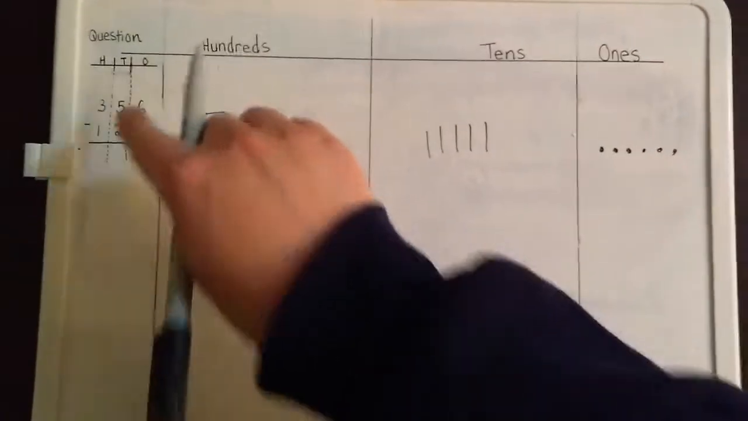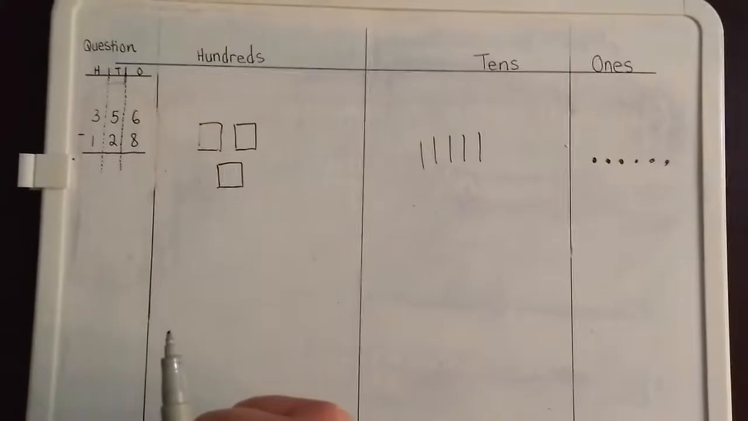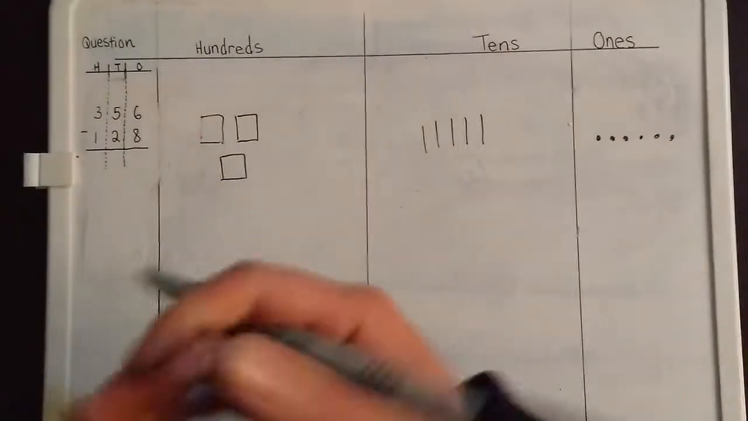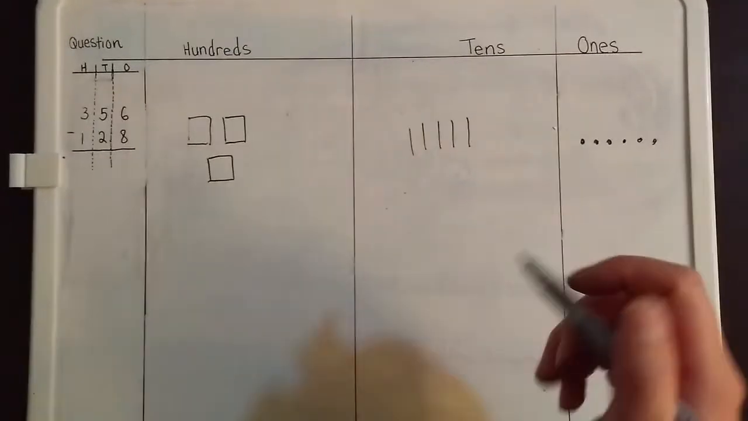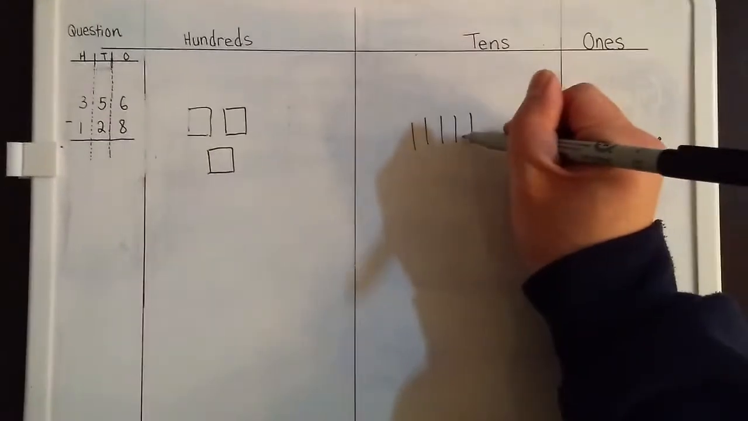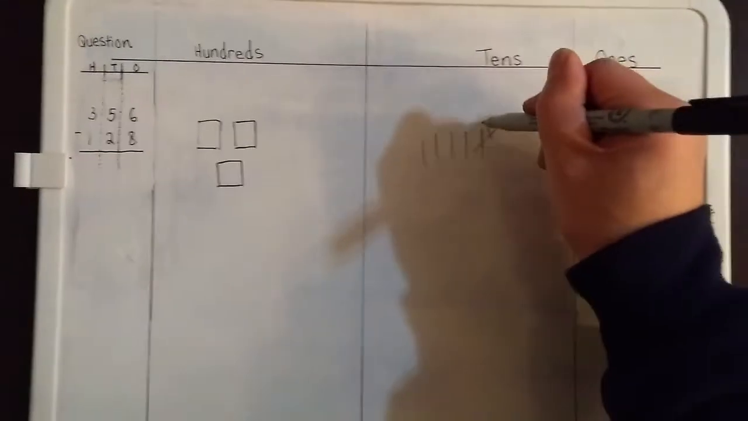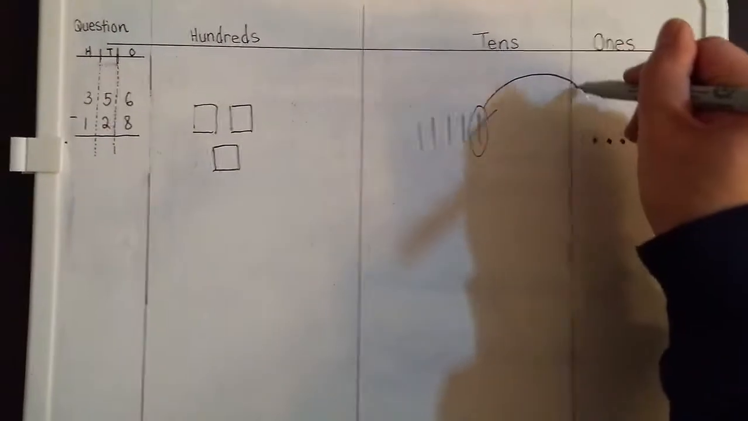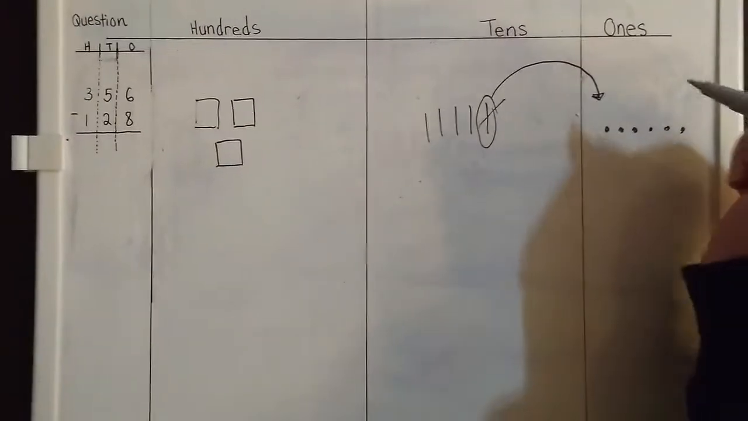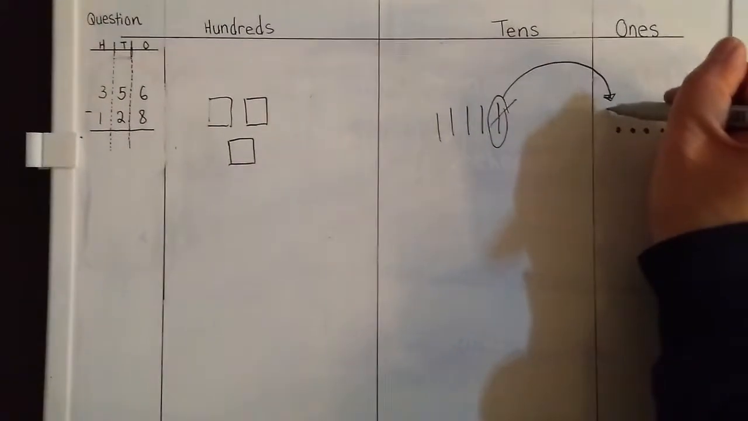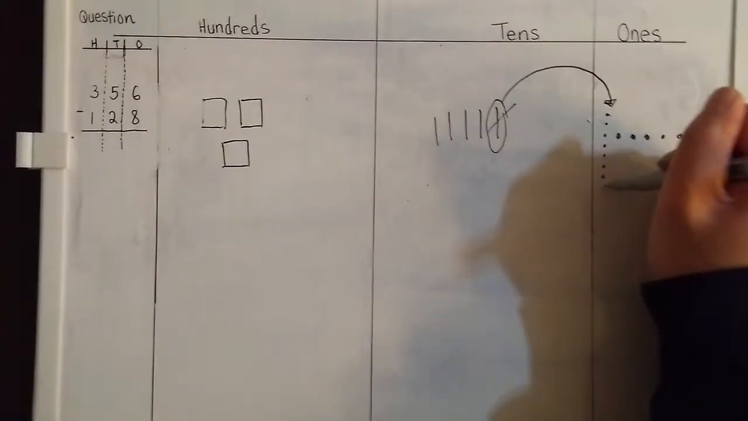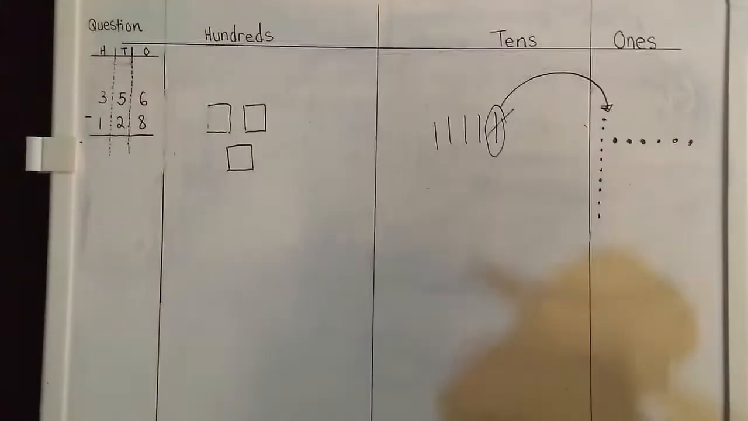6 subtract 8. Can I do that? If I have 6 cookies, can I eat 8 of them? No, that doesn't make sense because I don't have enough, so I need to go to my neighbor. I go to my neighbor and I take 1 10 and I regroup that over to my 1's place value as 10 1s. 1, 2, 3, 4, 5, 6, 7, 8, 9, 10.